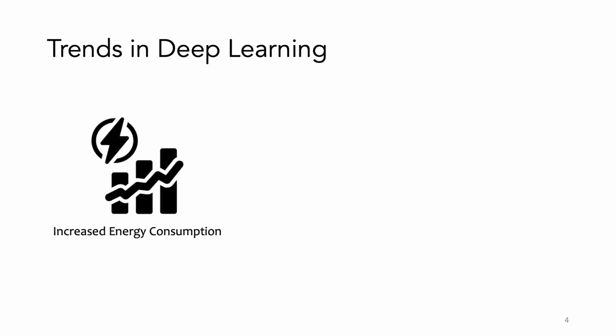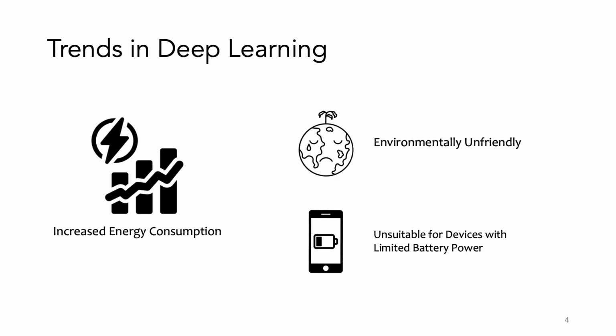With the increased parameters and computations required in deep learning models, it comes as no surprise that the energy consumption resulting from deep learning has been increasing rapidly as well. Not only is such a trend financially costly, it is also environmentally unfriendly. In addition, the lack of energy efficiency also makes deep learning inappropriate for use in end devices with limited battery life like smartphones and Internet of Things sensors.